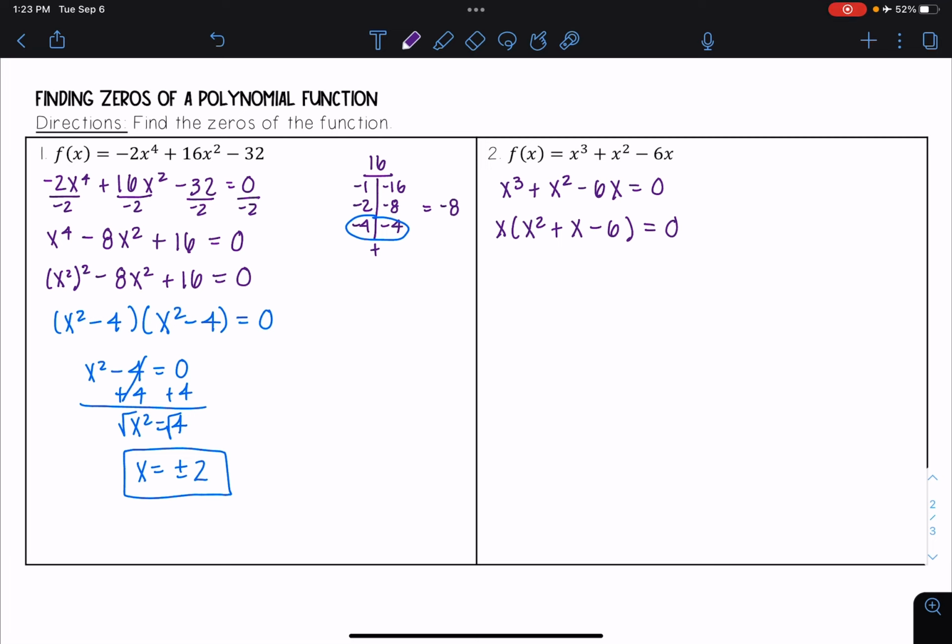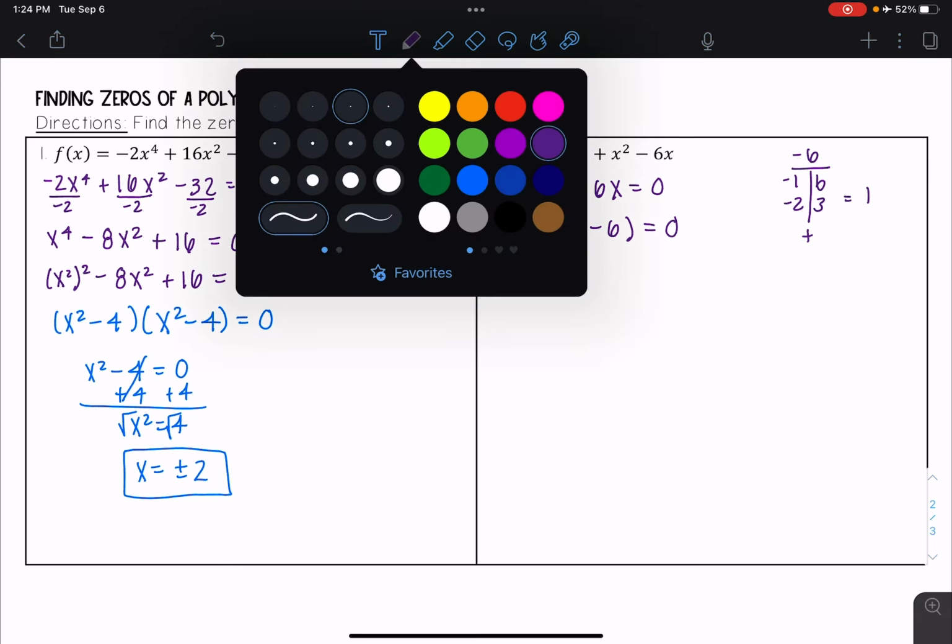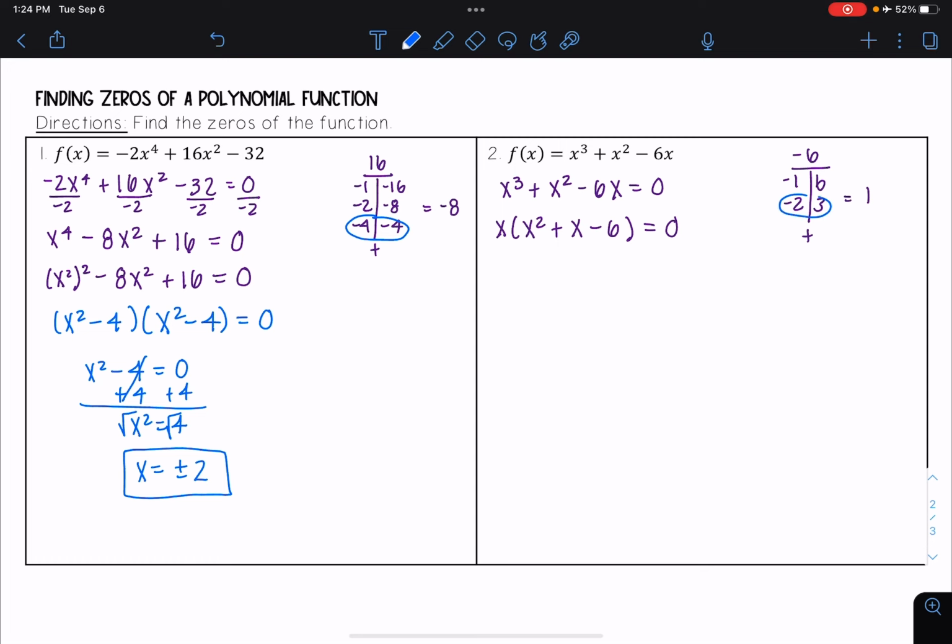Okay, so now I have a quadratic in these parentheses, and so I can go ahead and factor that. I'm looking for two numbers that multiply to negative 6 and add to equal 1. And I see that those two numbers are going to be negative 2 and 3. So that leaves me with x times x minus 2 times x plus 3 is equal to 0. And now since I have multiple things multiplying together equals 0, that means I can set each of those factors equal to 0 and solve.